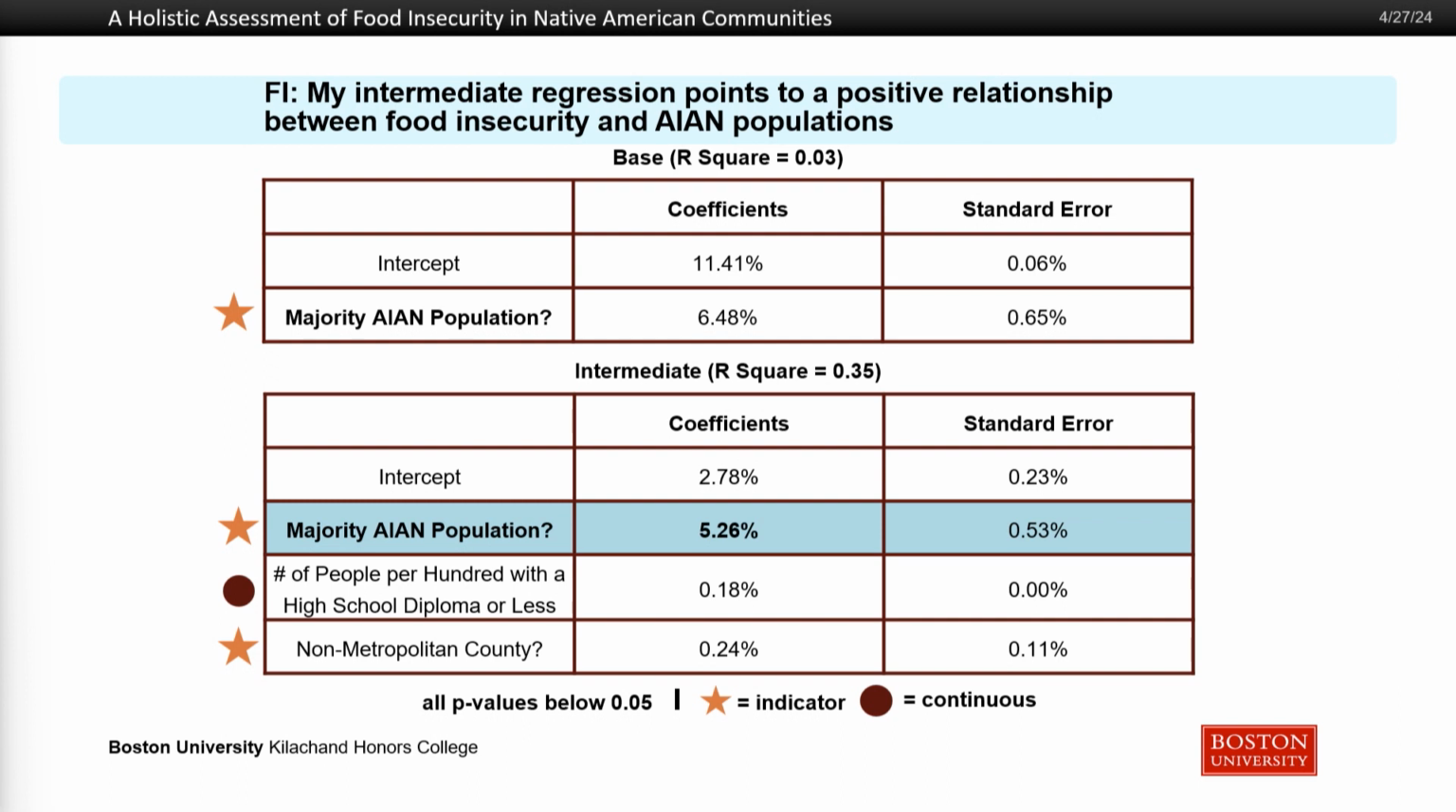I also want to show that the intercept does drop pretty drastically between the base and intermediate regressions, and this is because the education variable, so the number of people per 100 with a high school diploma or less, takes on a lot of the explaining being done in terms of explaining the food insecurity rates of a county.